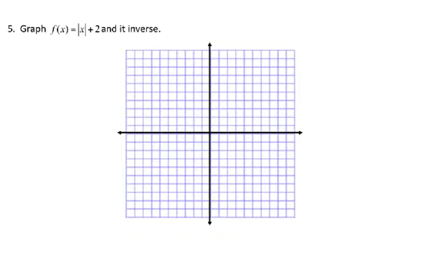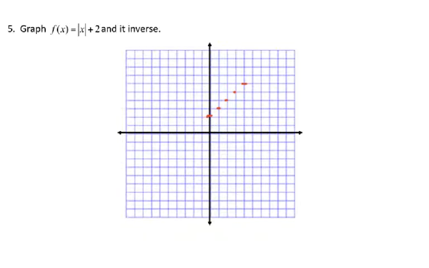Number 5, graph f of x is equal to the absolute value of x plus 2 and its inverse. So what I would do is I would start, because this is going to be a multiple choice test, they're not going to ask you to graph it. They're going to ask you to determine which one's the correct graph. So the graph of the absolute value of x plus 2 is the absolute value graph that's been shifted up 2 units.